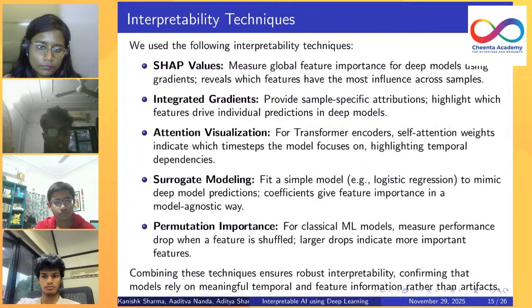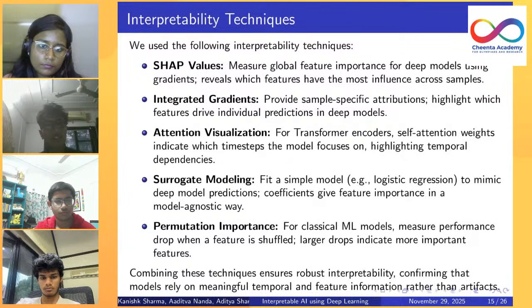Then we have attention visualization. For transformer encoders, self-attention weights indicate which time step the model focuses on, highlighting temporal dependencies.